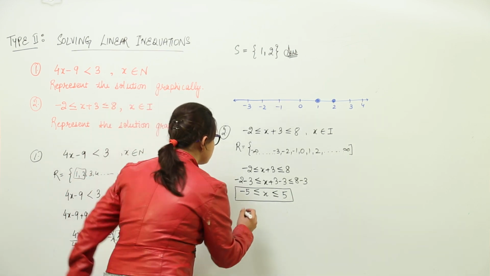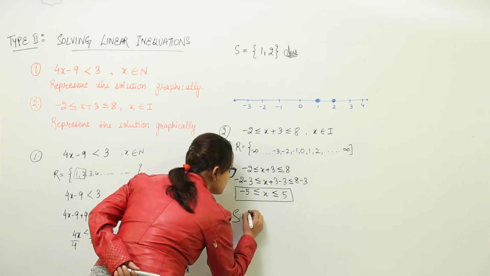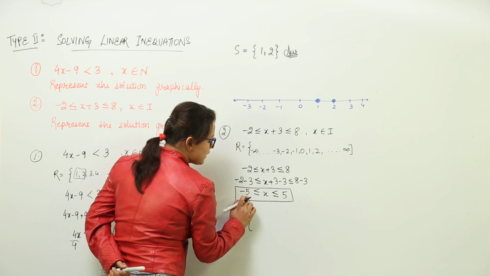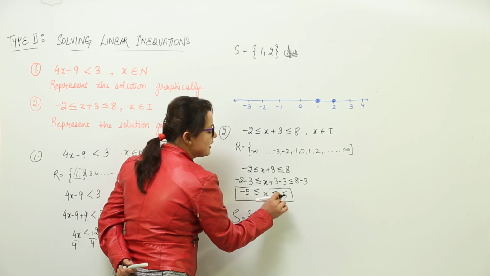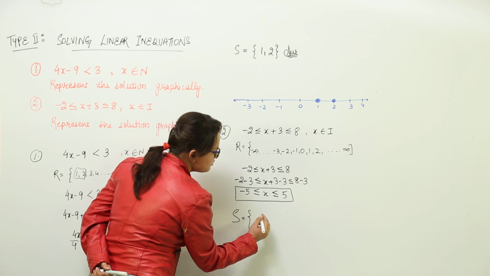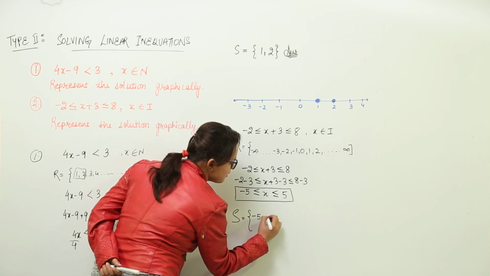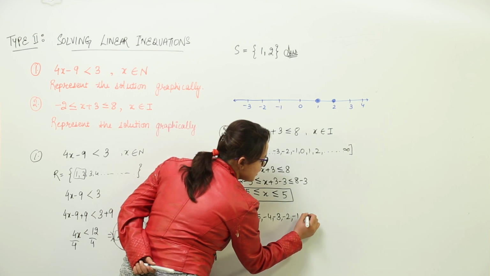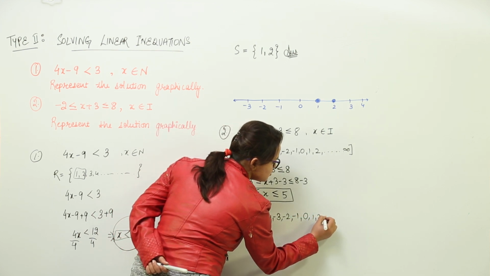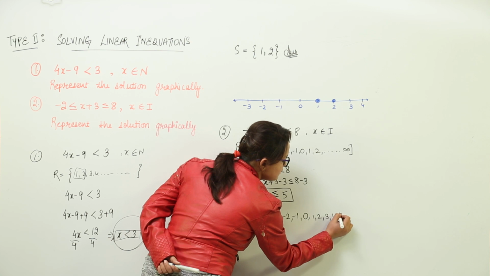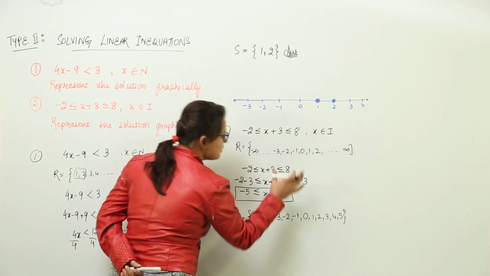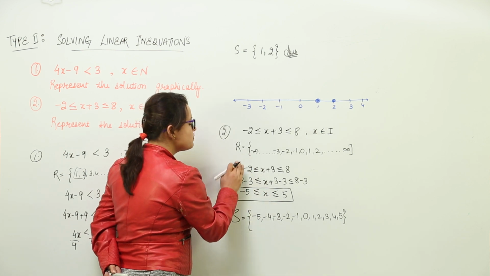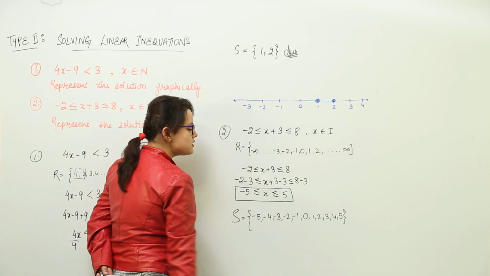So what will be the solution set for this one? The solution set will have values from the replacement set, starting from minus 5 and ending at 5. So we start from minus 5, minus 4, minus 3, minus 2, minus 1, 0, 1, 2, 3, 4 and 5. These are the values taken from the replacement set that satisfy my inequation. So this forms my solution set.